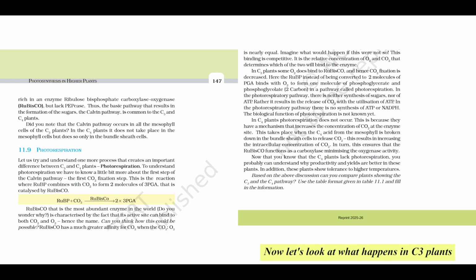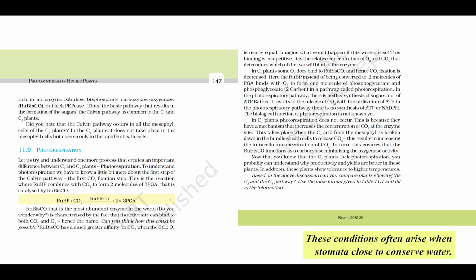Now let's look at what happens in C3 plants under certain conditions, typically high temperature and low internal CO2 concentration. These conditions often arise when stomata close to conserve water. Under these conditions, the O2 concentration inside the leaf builds up from photosynthesis, while the CO2 concentration drops as it's being used up and entry is restricted. This shift of the CO2-O2 ratio means O2 starts to bind more frequently to Rubisco's active site. When O2 binds, Rubisco acts as an oxygenase.